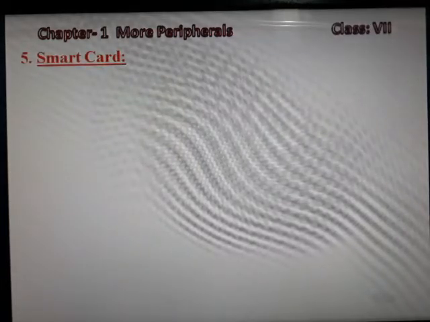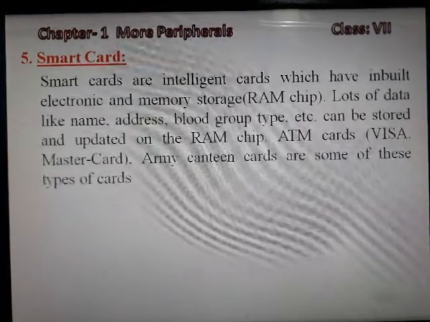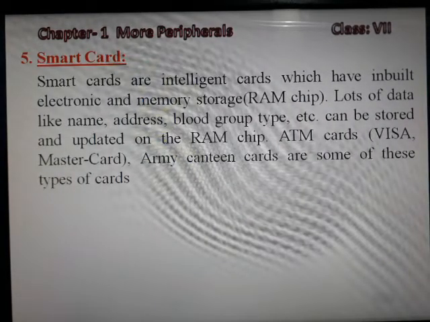Smart card. Smart cards are intelligent cards which have inbuilt electronic and memory storage RAM chip. Lots of data like name, address, blood group type, etc. can be stored and updated on the RAM chip. ATM cards, Visa, MasterCard, Army canteen cards are some of these types of cards.